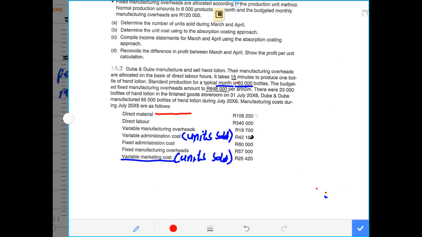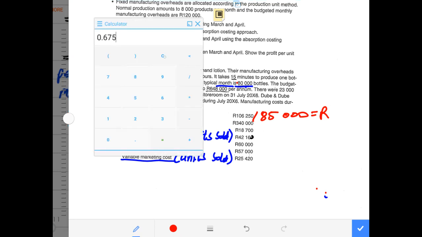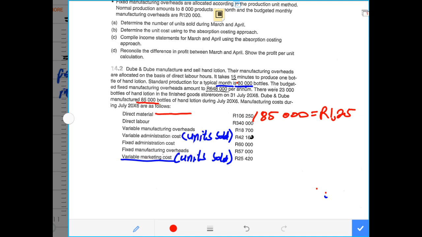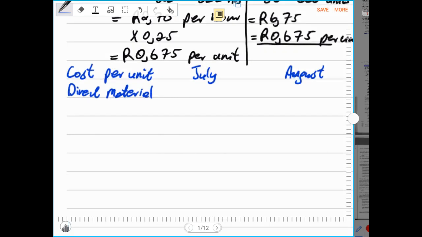Here the direct material in total, we divide this by production of the month of July, which was 85,000 units. Therefore, if we divide that by the number of units, it will give us the total cost per unit of direct material. 106,250 divided by 85,000 gives us 1 rand 25 cents. So this will be the direct material cost for the month of July, which is 1 rand 25 cents. Therefore, we have to say plus 10%.